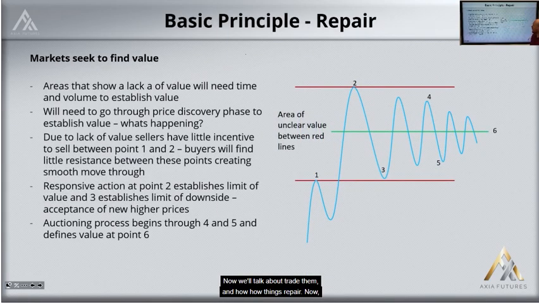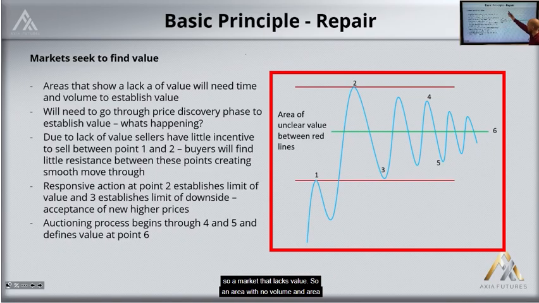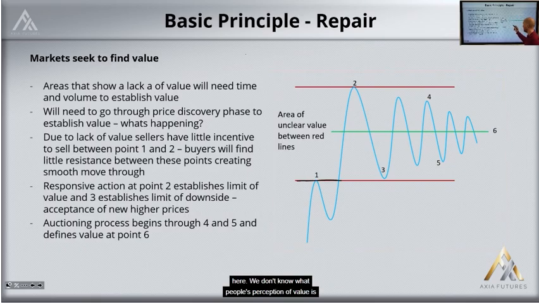Right, a little talk about trade then, and how things repair. Now, this is one example, and when we look at a poor high or a ledge, we'll talk about repair in a slightly different way. But the first way of thinking about repair is that any area where it is unclear that there is any value, so a market that lacks value, so an area with no volume, an area of poor value area, this could also be an area that we've never traded before, or an area where the market has been stopped here. We don't know what people's perception of value is above.